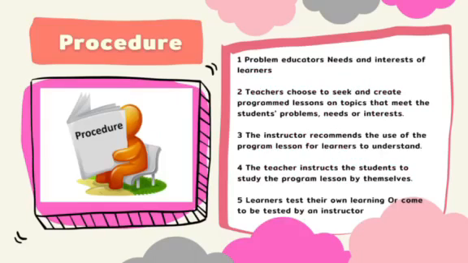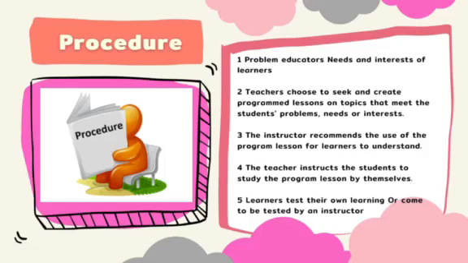Okay, and next, procedure. There are 5 stages. 1. Find the problems, needs and interests of learners. And next, teachers choose, seek or create a program lesson on a topic that meets the students' problems, needs or interests. And then, the teacher recommends the use of the program lessons so learners understand. And the teacher instructs the students to study the program lesson by themselves. And the last one, learners test their own learning or come to be tested by an instructor.